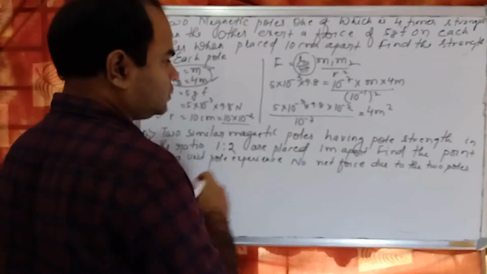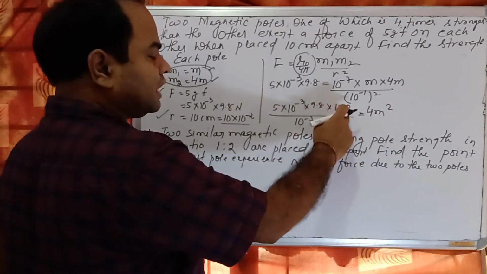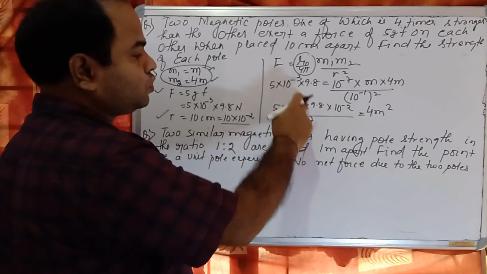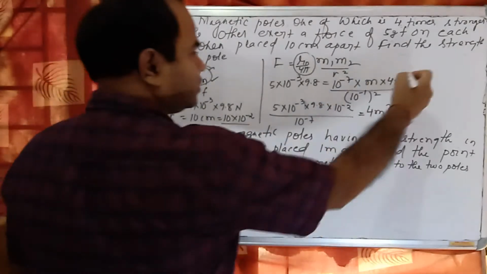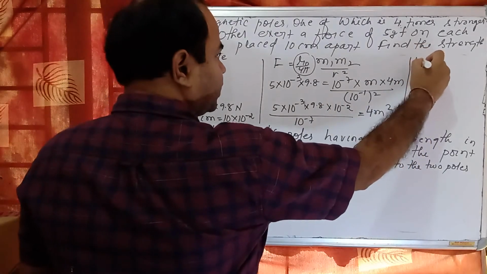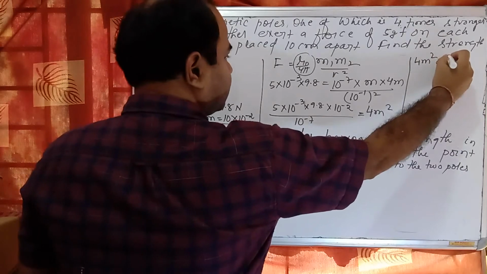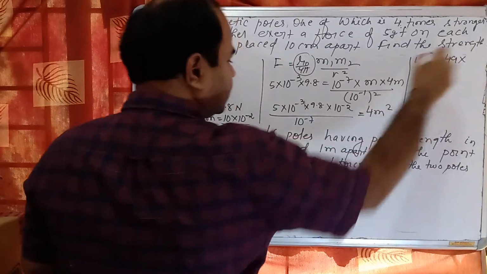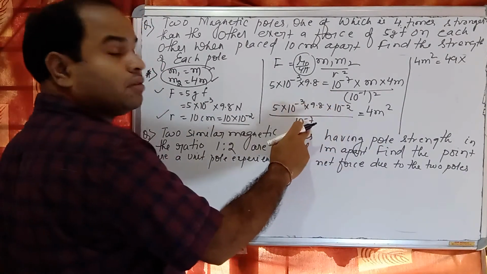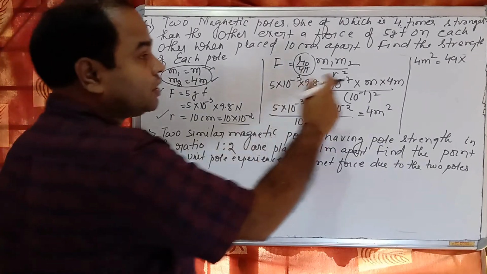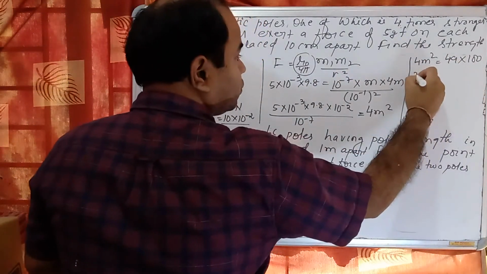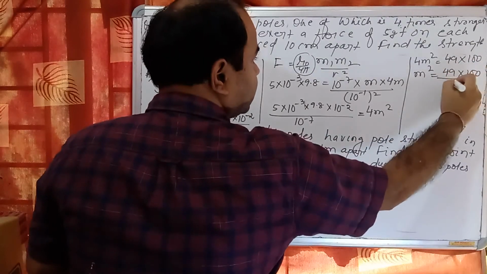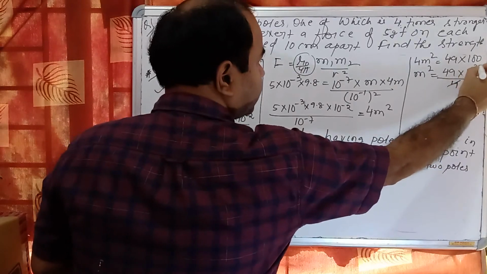Minus 3 minus 2 is minus 5, then minus 7, so minus 2 remains, and minus 2 going up becomes 100. So 4m square is equal to 5 into 9.8, that is 49 into 10 to the power minus 5 over 10 to the power minus 7, so 10 to the power minus 2 remains, going up it is 100. So m square is equal to 49 into 100 divided by 4, that is 25.